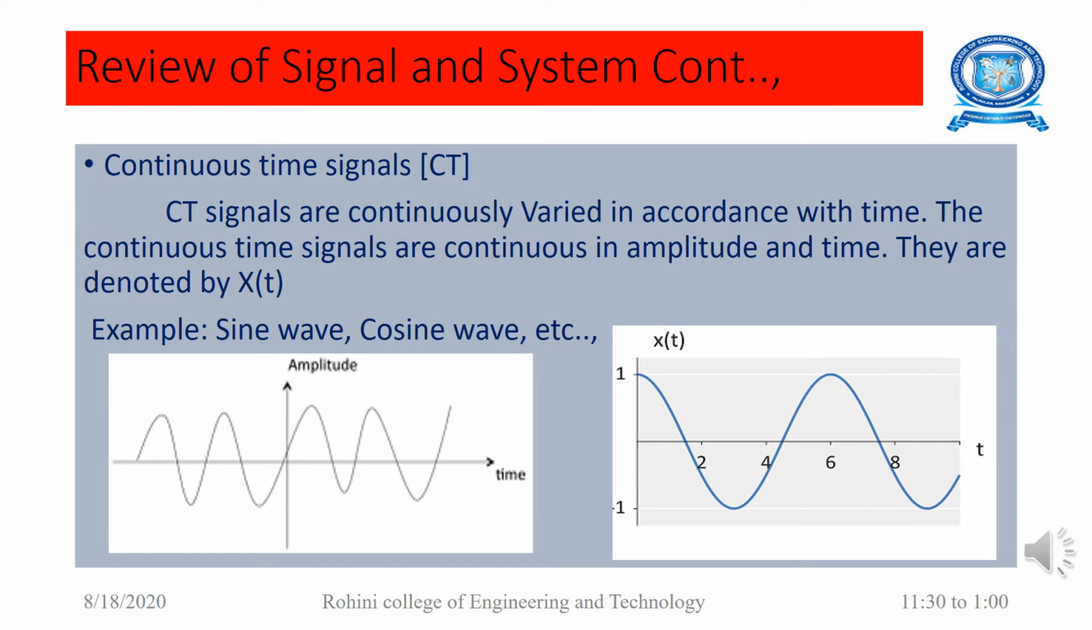Continuous time signals are continuously varied in accordance with time. The amplitude value is continuously varied according to the time. The continuous time signals are continuous in amplitude and time. These signals will be continuously present in the two domains, amplitude and time. They are denoted as x of t. Examples of continuous time signals are sine wave, cosine wave, triangular, etc.